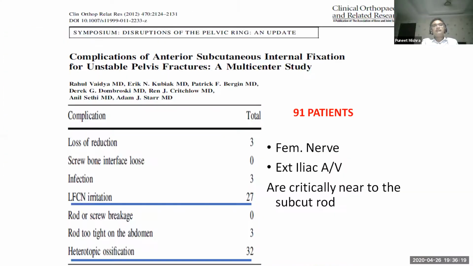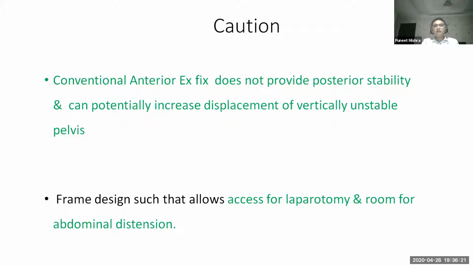It is important to realize that a conventional anterior external fixator, although it does not provide posterior stability, can, if not properly applied, potentially increase the displacement in a vertically unstable pelvis. And frame design should be such that it allows access for laparotomy and future room for abdominal distension.